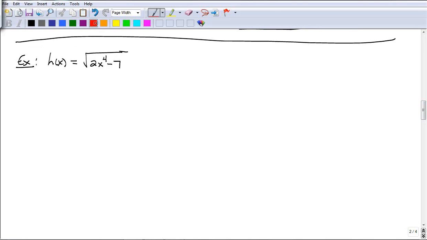It may not look like g of x is in parentheses, but if you rewrite this as a power, this can be written as 2x to the fourth minus 7, to the 1/2 power. The square root is the 1/2 power. As soon as you rewrite this thing as a power, the parentheses are now visible. And that's a good idea with square roots, to write the roots as powers, so it's easier to see the parentheses. So now to find the derivative, I figured out where my box goes.